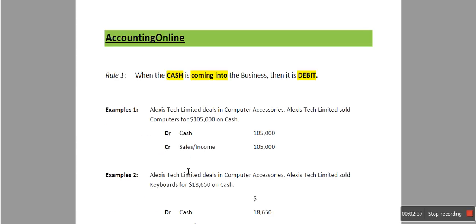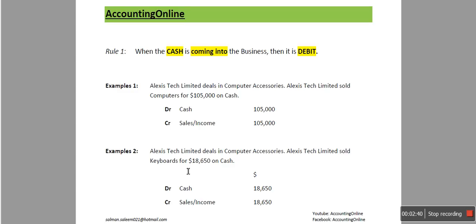Okay, let's jump to the example. We're going to discuss an example where the cash is debiting. Rule number one: when the cash is coming into the business, then it is debit. The first example: Alexis Tech Limited deals in computer accessories. Alexis Tech Limited sold computers for $105,000 in cash. So Alexis Tech Limited has made sales.